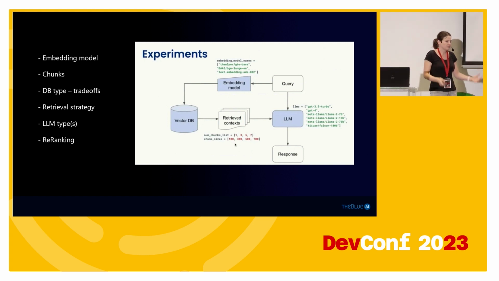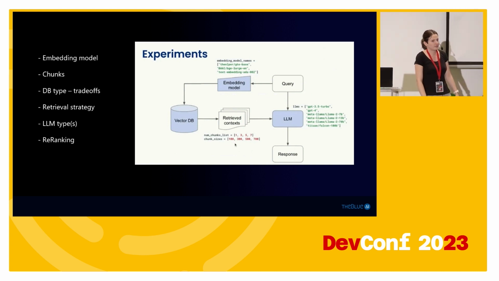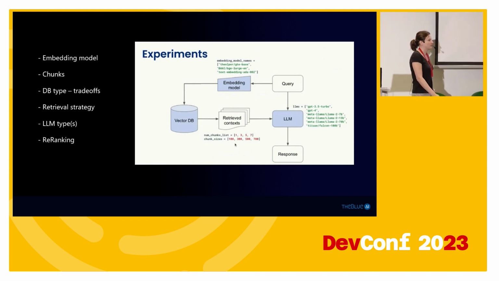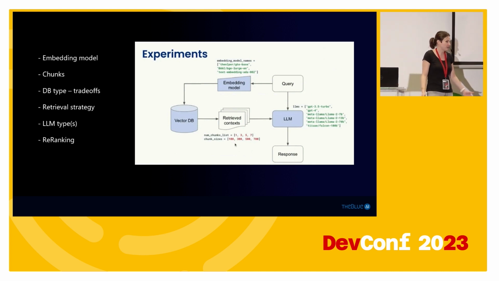Or maybe you're already using Postgres, or maybe you're already using Elasticsearch for different things. They also come with the possibilities of using embeddings. So maybe you don't have to have another database. You can just be quite fine with what you already have.